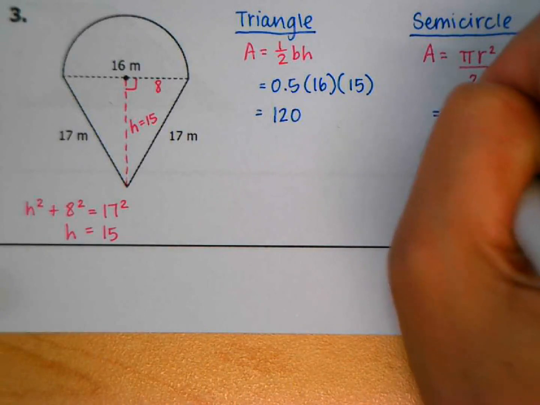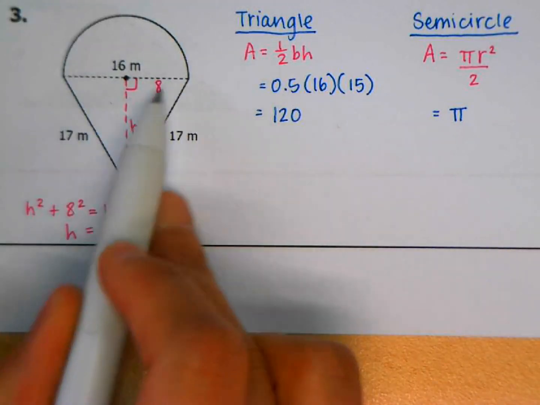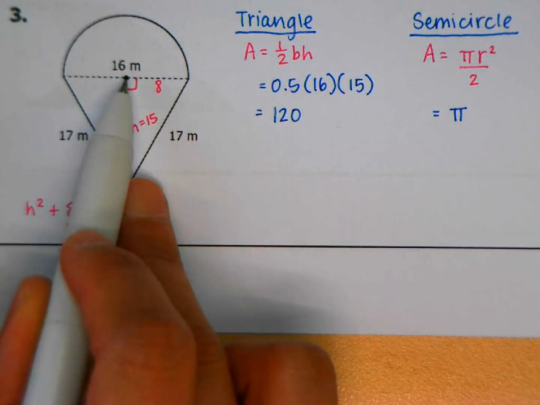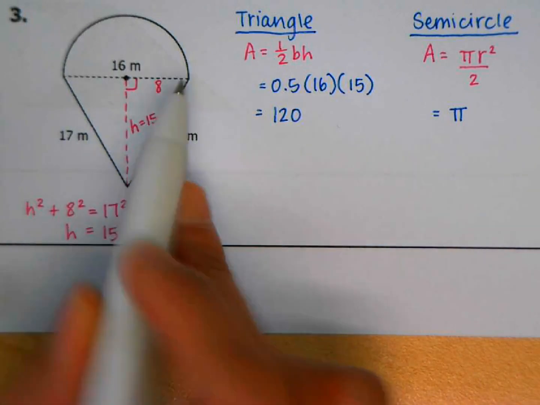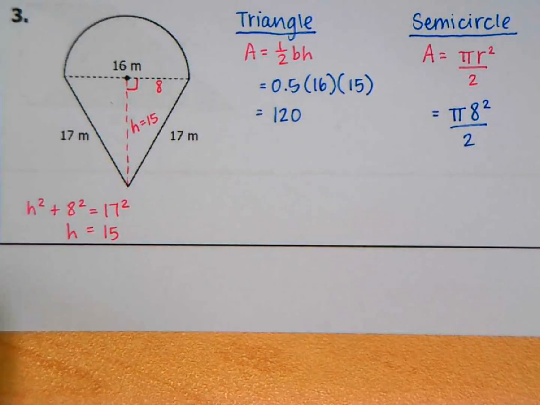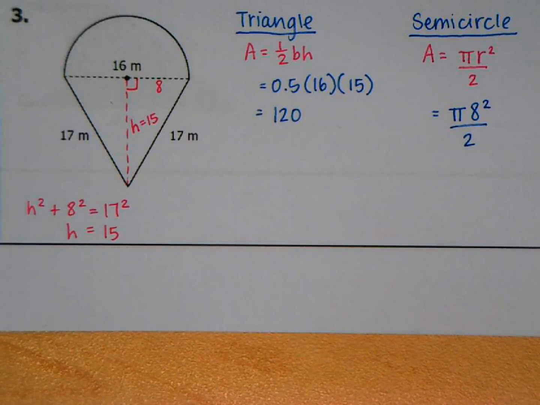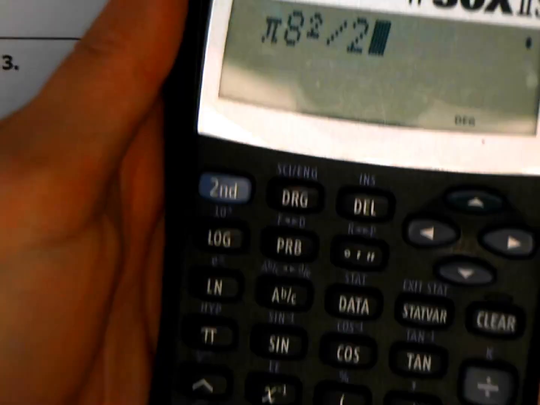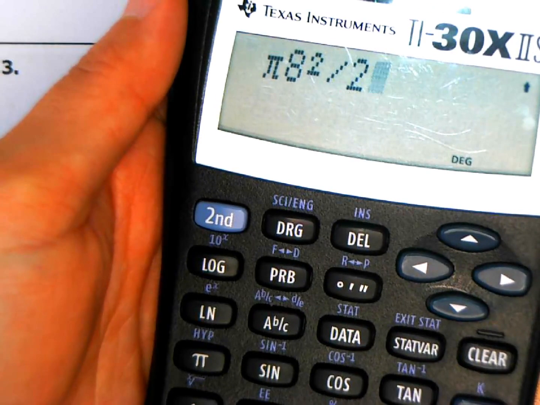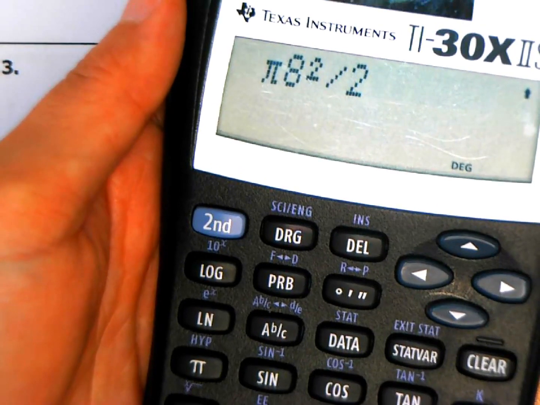What's the radius? 8, yeah. Just so I can reiterate, you can put that in your calculator exactly as you would say it: pi r squared divided by 2. And your calculator will do everything in the correct order. You don't have to worry about parentheses or anything like that. And that'll get us 100.5.